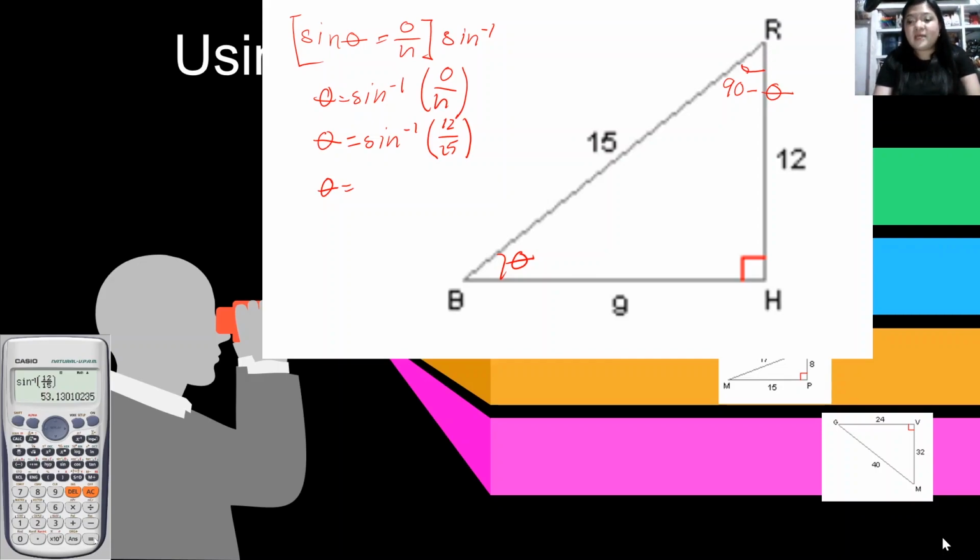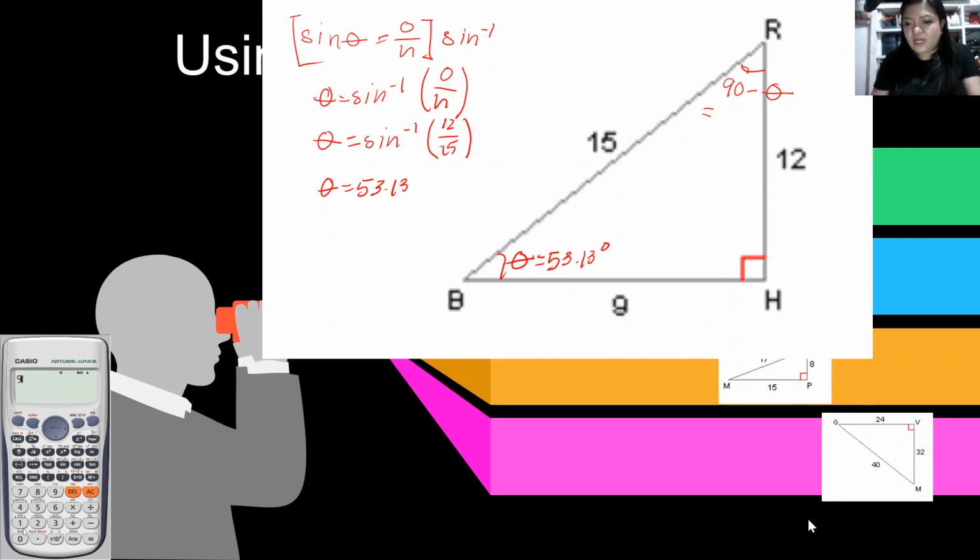So, theta is equal to 53.13. To find the measure of the other angle, R, we just subtract 53.13 from 90. And by the way, inverse trigonometric functions and reciprocal trigonometric ratios are not the same. When we get the reciprocal, we just interchange the side opposite, the hypotenuse, and the side adjacent. But for inverse trigonometric functions, we're looking for the value or the measure of the angle.